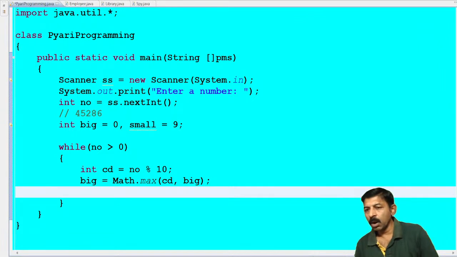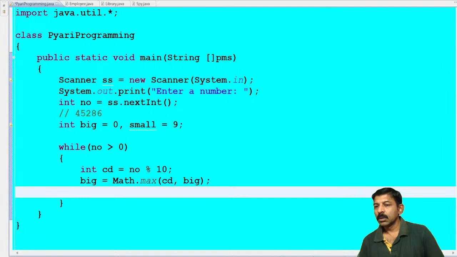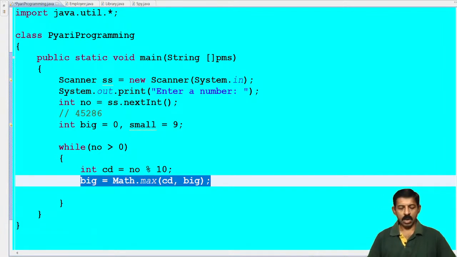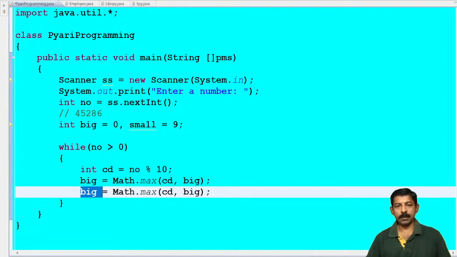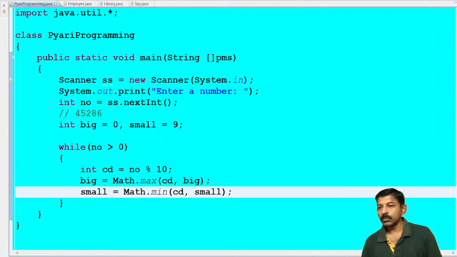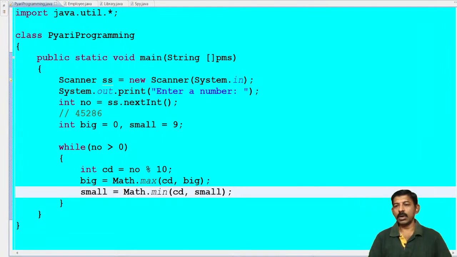Okay. Now for small, same operation. Yes, Aisman, rightly observed. Min. Now I will say small is equal to Math.min of the current digit with small. Okay, fine. Is it over? The loop part is over.